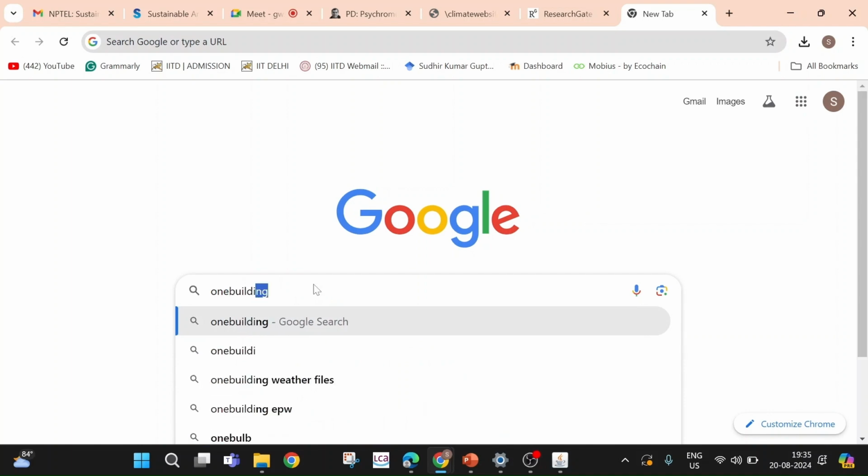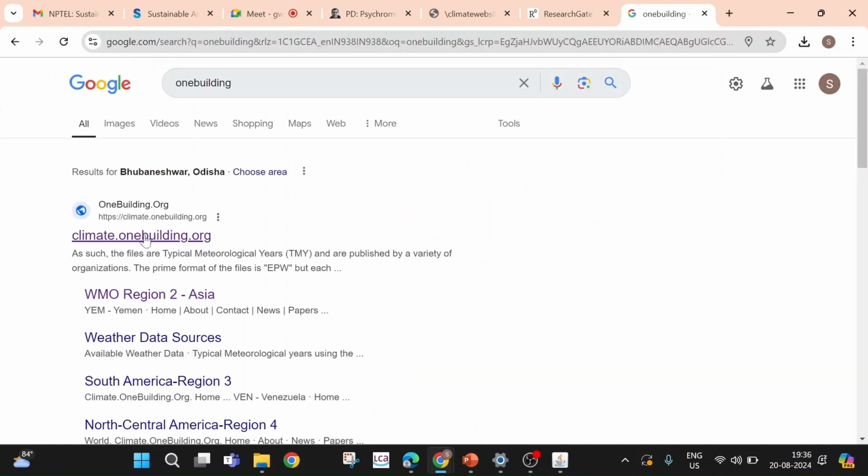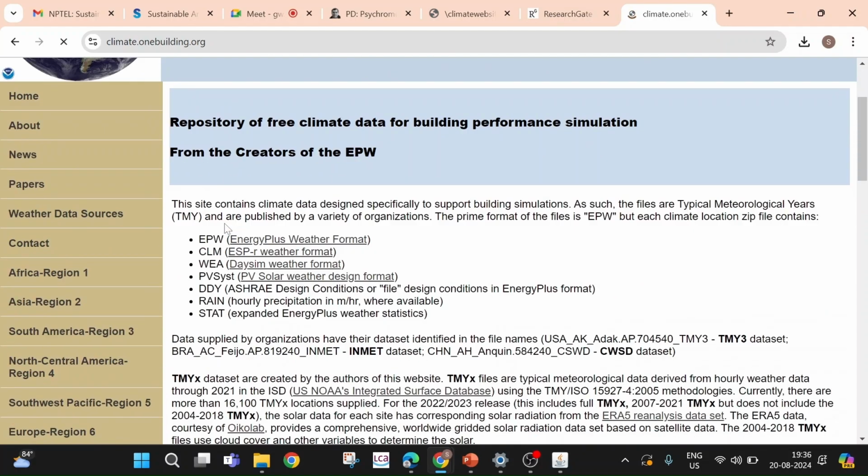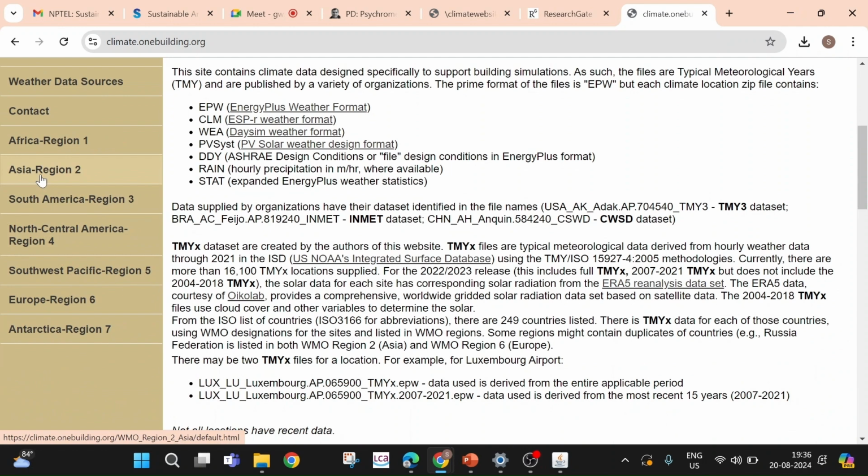Screen is visible? It is, sir. Okay, then you can see it is climate.onebuilding.org. In this site you can go, and then you can find Asia region 2.